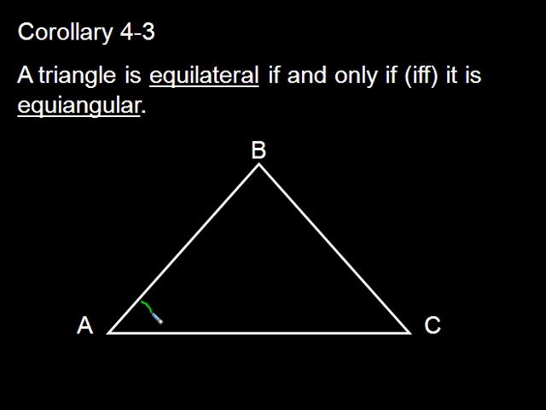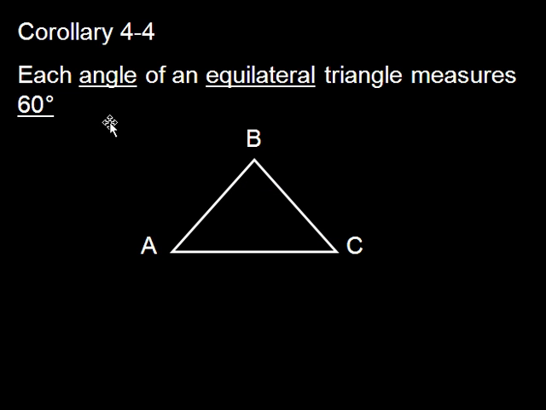So let's say that this angle is equal to this angle and this angle, then all of the opposite sides of those angles would be congruent. AC congruent to AB, congruent to BC. So a triangle is equilateral if and only if it is equiangular.